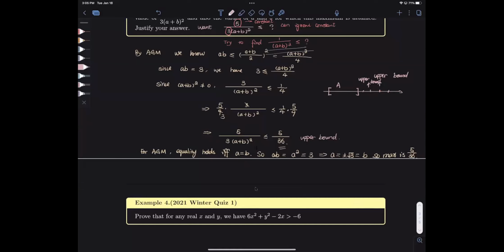The maximum is when you can actually reach it. So this is your maximum. It's also your upper bound, but it's a maximum because you can actually reach this number. Does that make sense? So getting here is not enough. Getting here shows you this number is an upper bound. But checking that you can actually get this number will give you the maximum.